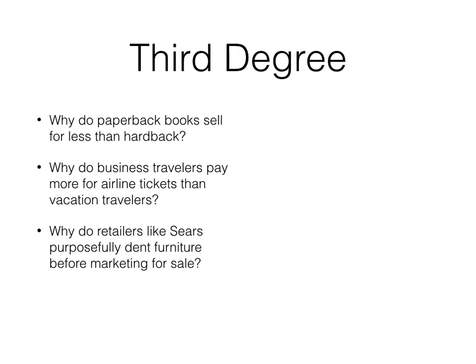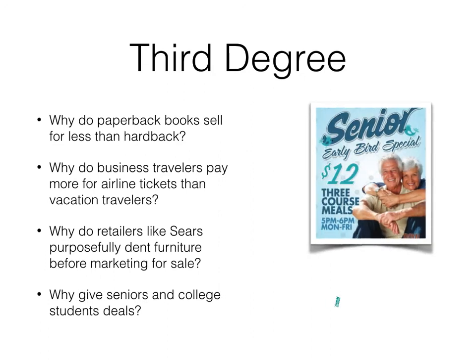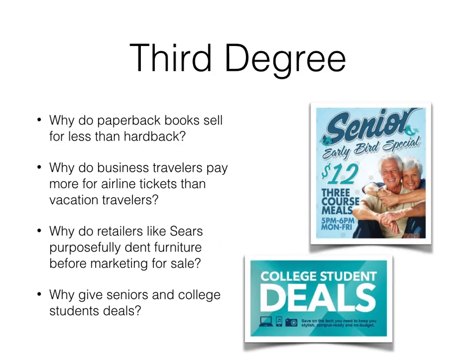What Sears can do is dent the furniture, make it look like you're getting a deal at $1,200, and they're able to extract more surplus from consumers. It's above its marginal cost. Colleges, retailers give deals to college students. You look at software, you can look at movie theaters. These are ways of getting students who have a more elastic demand curve.